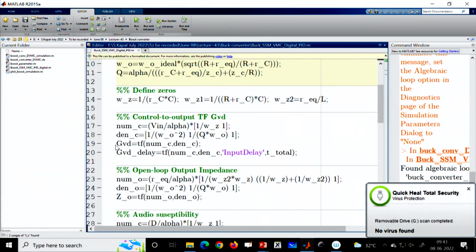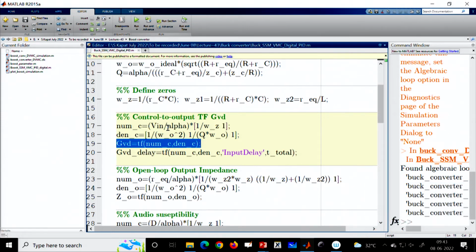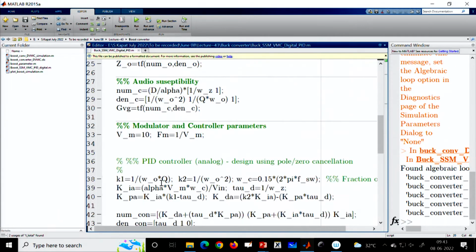The only difference is that in the case of the regular continuous time transfer function, we get GVD, which is the control to output transfer function, as an expression of Vin, alpha, ESR. I think we discussed the whole expression in lecture number 42. Now, we have a delayed version of this transfer function. That means, if we go back to our loop transfer function, in digital control we have an additional delay, and that delay is e to the power minus s times T total. That means the total delay is the conversion time, tau d, plus Dt, that is the dPWM delay.